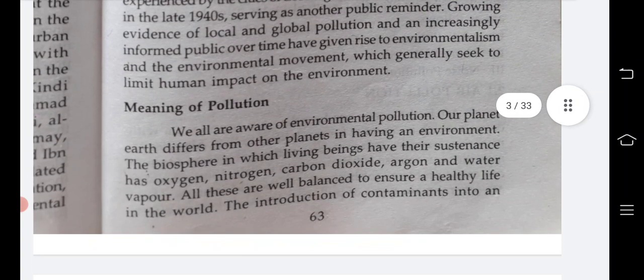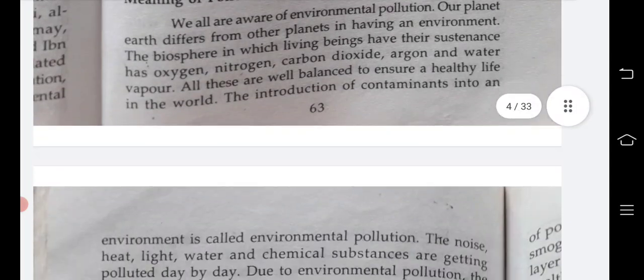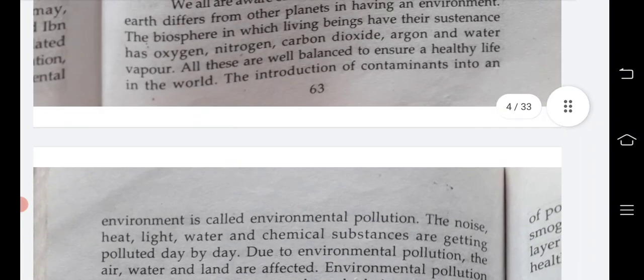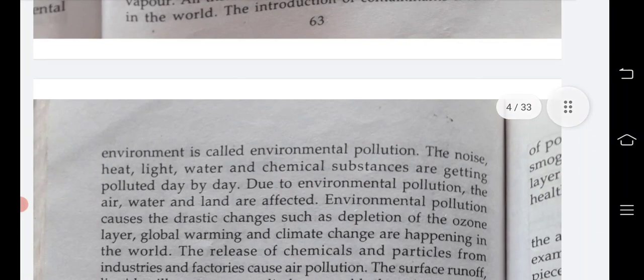Now, what is the meaning of pollution? We are all well aware of environmental pollution. Our planet Earth differs from other planets in having an environment. The biosphere in which living beings have their sustenance has oxygen, nitrogen, CO2, carbon, argon, and water vapor. All these are well balanced to ensure life. So, in order to support life, we have the environment. Now, what happens in pollution is that this life supporting situation is polluted or made dirty, as a result of which the existence of life becomes impossible. So, the introduction of contaminants into the environment is called environmental pollution.